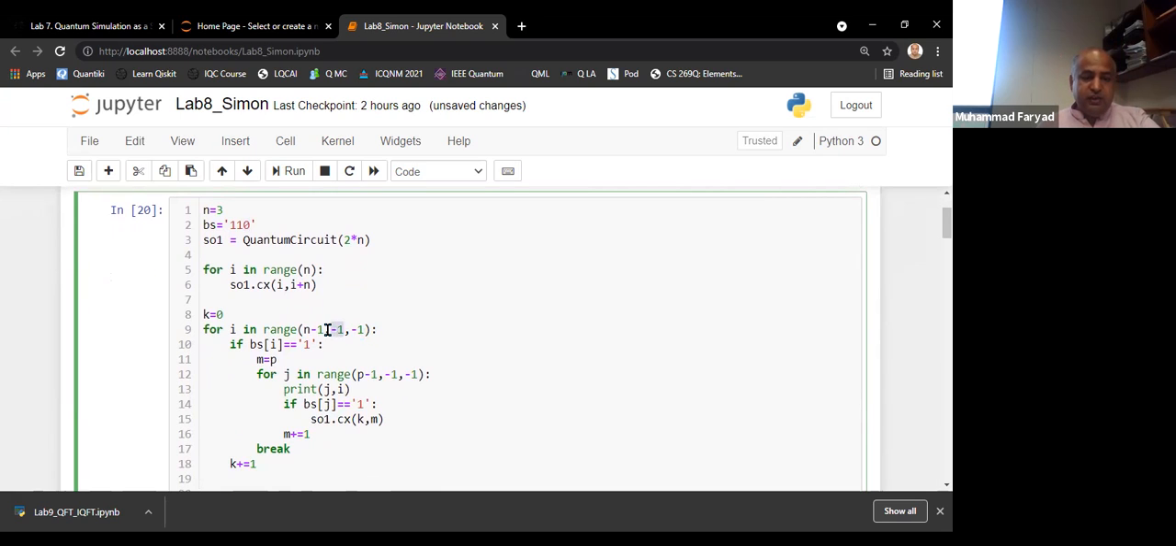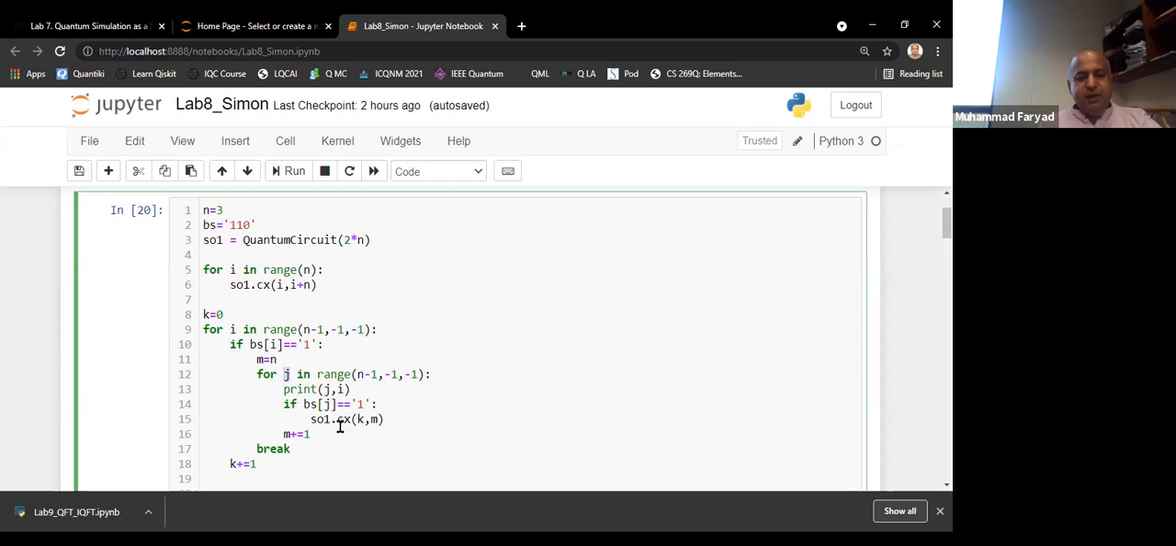Even though I have specified that I want to go to minus one, that's because Python goes to one less than the last place that we have specified. Now I'm saying that when you encounter the bit in the bit string as one, you fix some m, which is equal to p. And this p is now equal to n. And then I start again from n minus one.